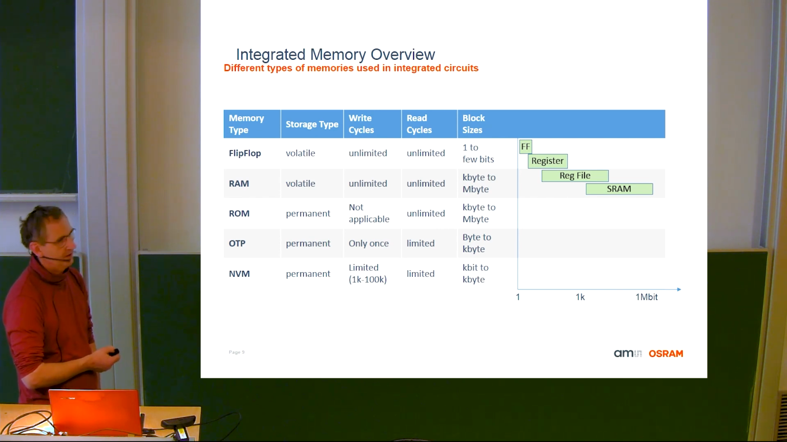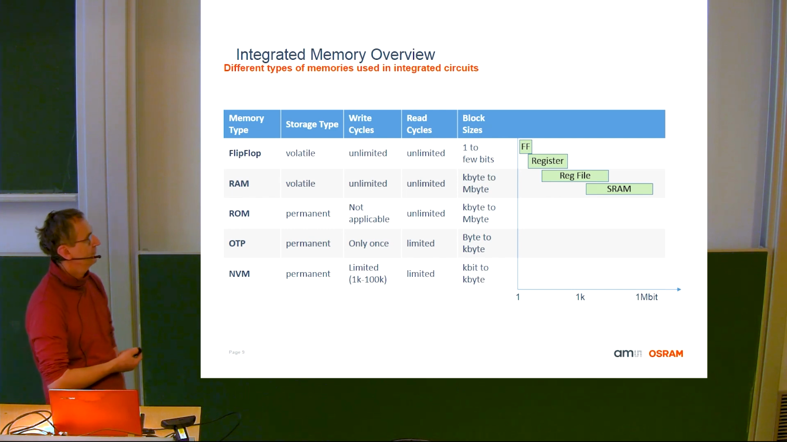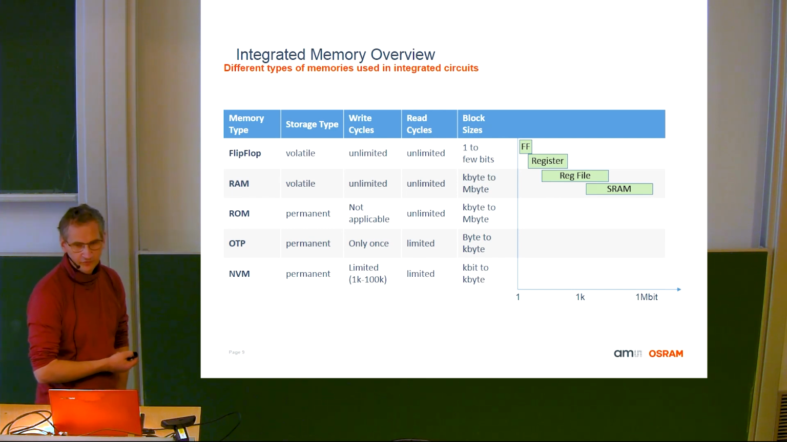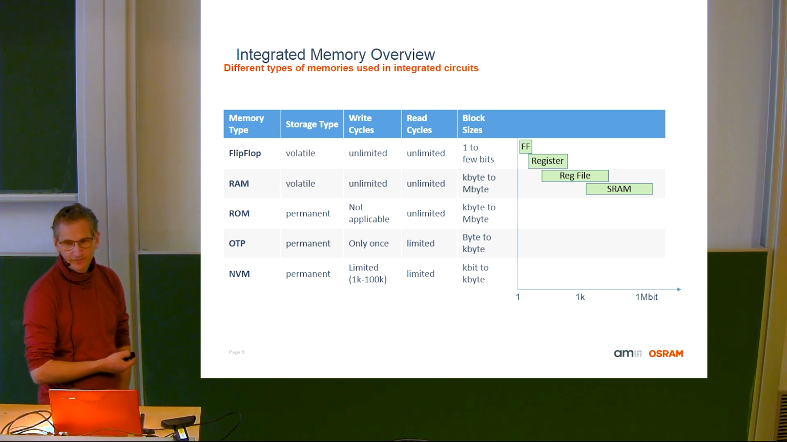And then you have the SRAM, the special optimized RAMs, where typically the process node is also tweaked to use the smallest area for the memories.